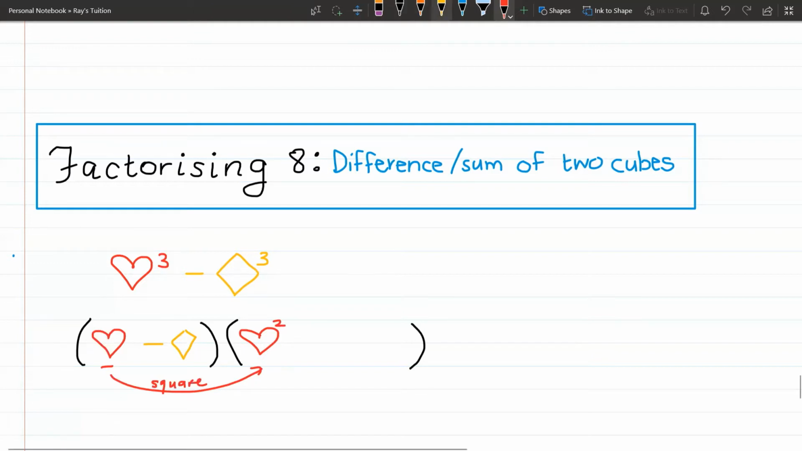Okay, the middle term, so this one here has three terms. The middle term is when we multiply the two terms in the bracket and change the sign. So this here was a minus, so it's going to become a plus, and we multiply the two terms. So these two, we multiply and change the sign.